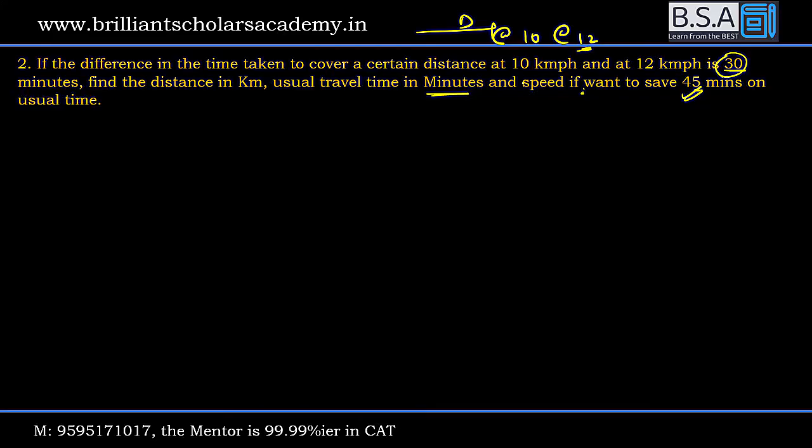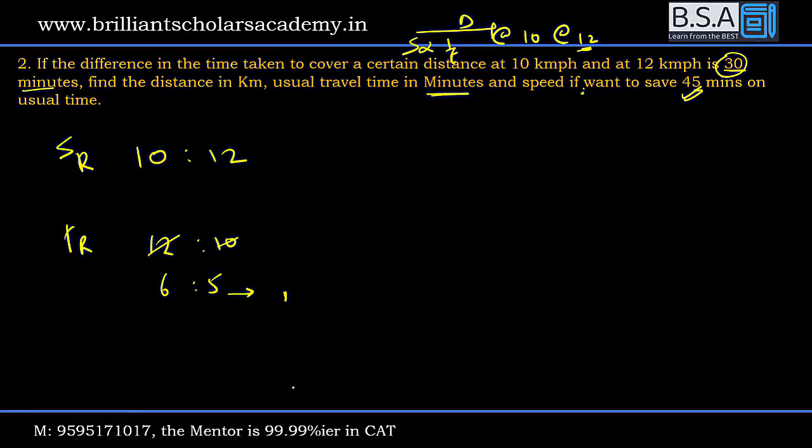Speed ratio looks like 10 upon 12. Time ratio will be reverse, 12 upon 10. We have talked about this. When the distance is same, speed and time are reverse. So what does the time ratio look like? 6 by 5. What does the gap look like? Gap of 1. What is the actual gap of time? 30 minutes. 1 is equal to 30. So 6 must be equal to 180 minutes. 5 must be equal to 150 minutes.